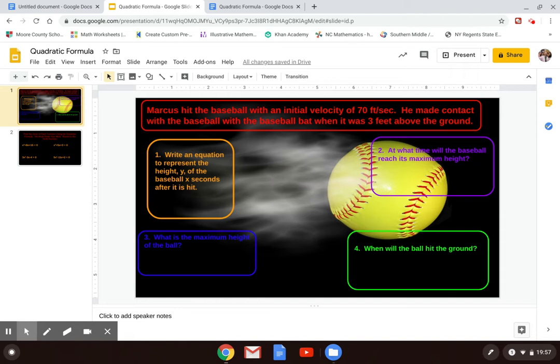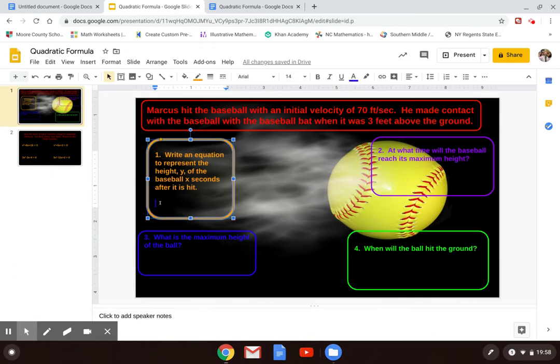So as we start today, here's our scenario for today. It says here, Marcus hit the baseball with an initial velocity of 70 feet per second. He made contact with the baseball bat when it was 3 feet above the ground. Okay, so what it says here is there's 4 questions we're going to try and answer. The first one is to write an equation to represent the height y of the baseball x seconds after it is hit.